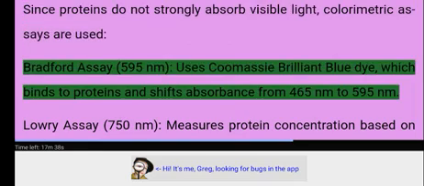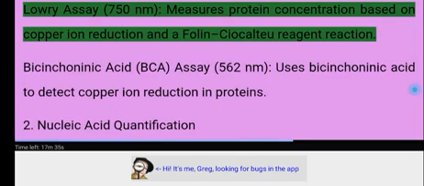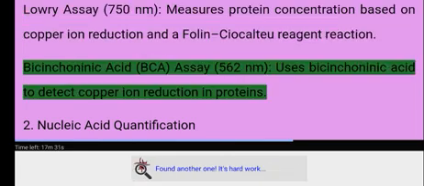Bradford assay, 595 nanometers, uses Coomassie brilliant blue dye, which binds to proteins and shifts absorbance from 465 nanometers to 595 nanometers. Lowry assay, 750 nanometers, measures protein concentration based on copper ion reduction and a Folin-Ciocalteu reagent reaction. Bicinchoninic acid BCA assay, 562 nanometers, uses bicinchoninic acid to detect copper ion reduction in proteins.